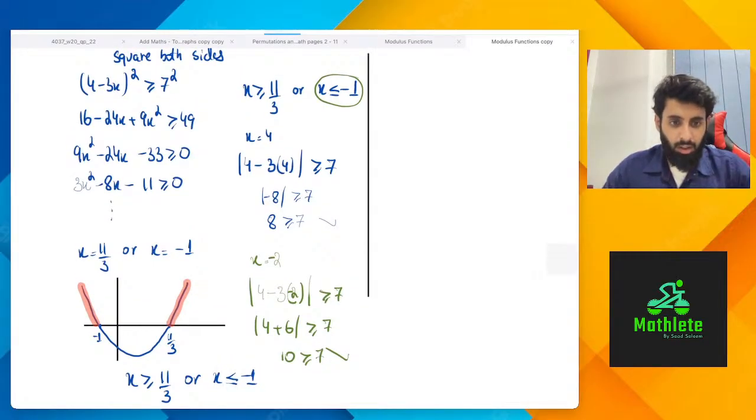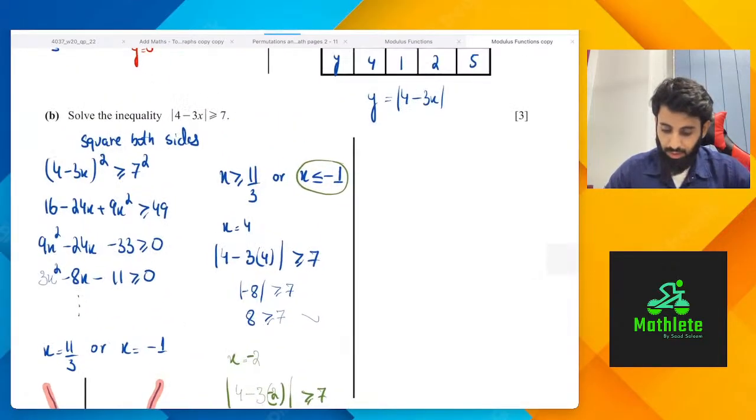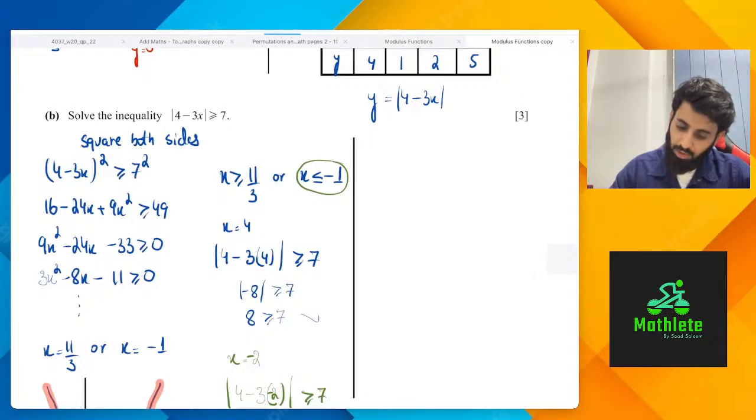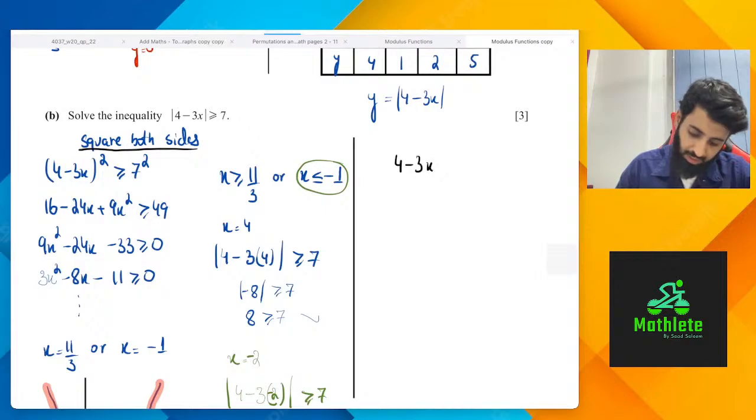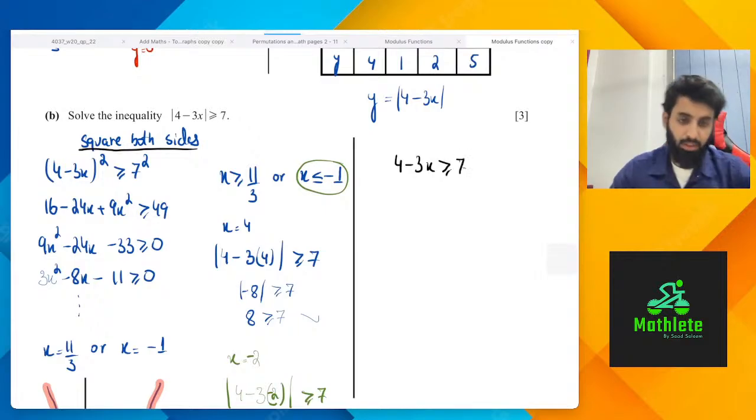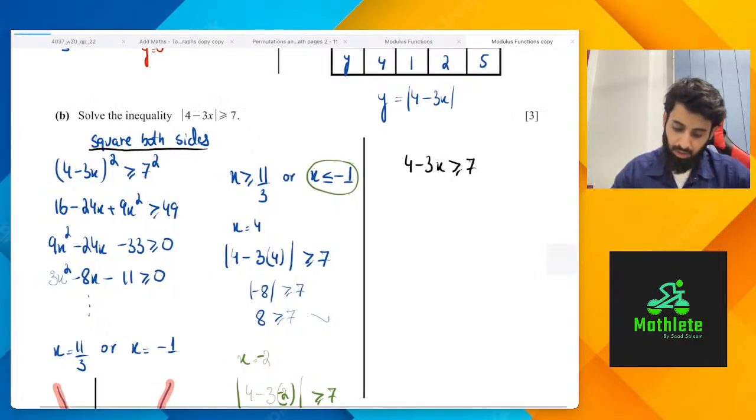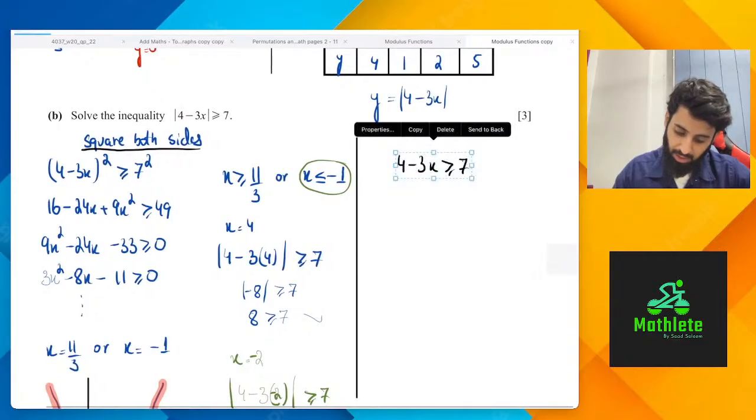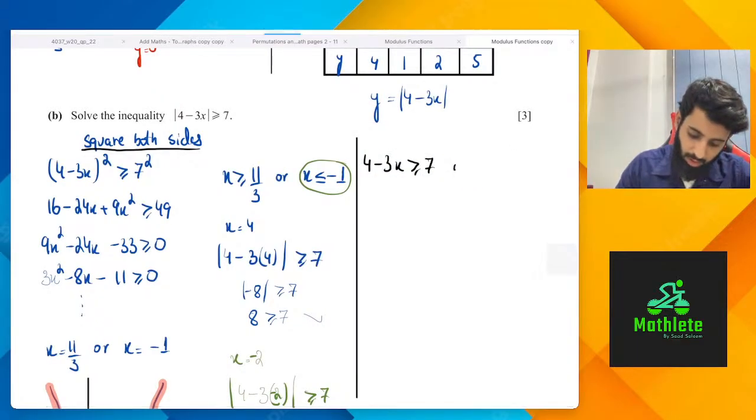Okay, now the other method. This was one method. Now let's look into the other method. The easier method is 4 minus 3x is going to be greater than or equal to 7, the positive value, or 4 minus 3x is going to be lesser than or equal to minus 7.